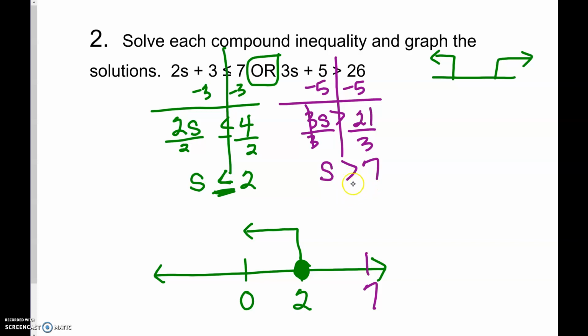So at 7, it says greater than. There is no equal sign underneath it. So I'm going to have an open circle at 7. And then I'm going to shade to the right. Any number greater than 7.